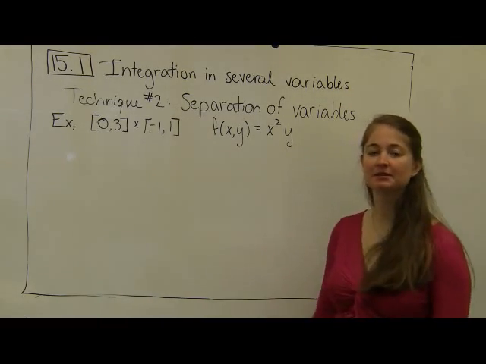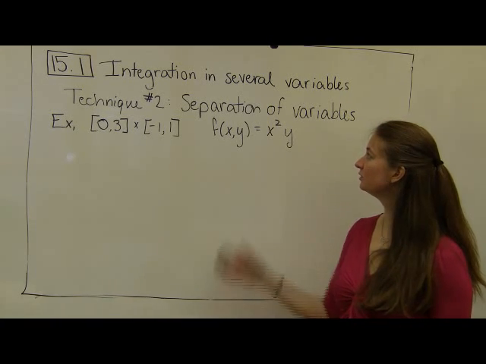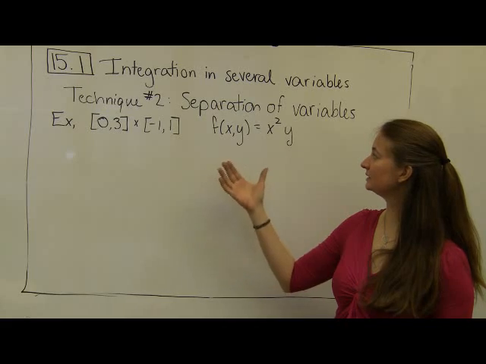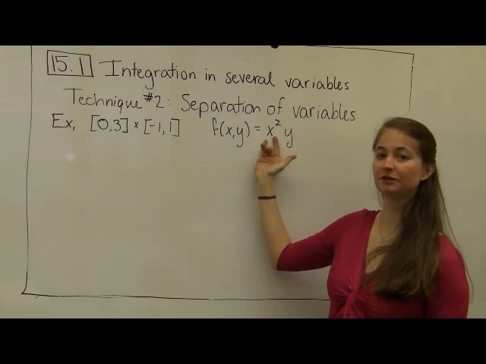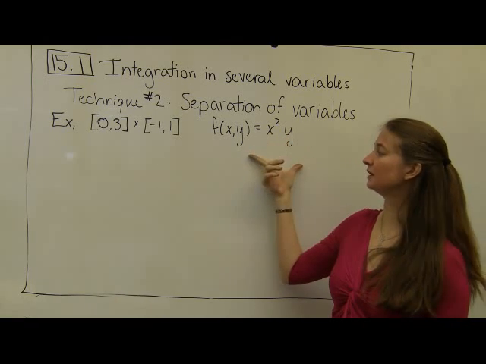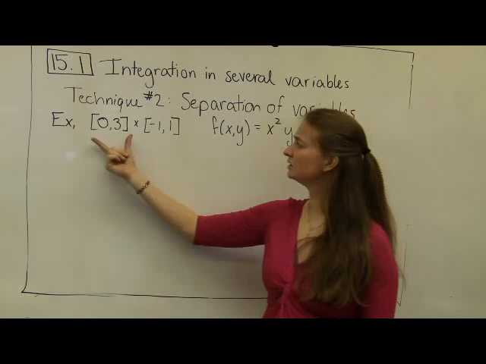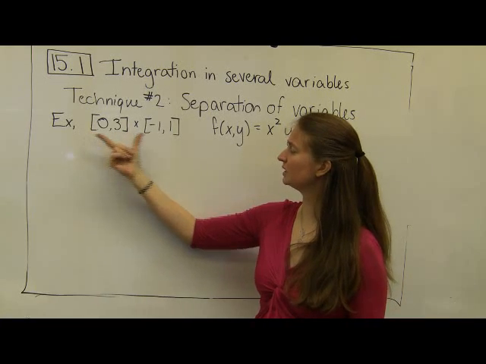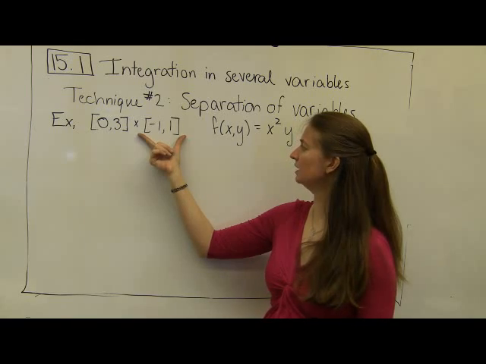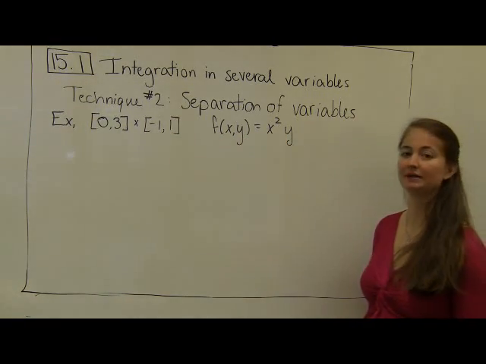So my final example for today is the technique of separation of variables. So for this example, I'm going to highlight the fact that for functions that are products of single variable functions, we're able to split these apart into two separate integrals. And I'll show you what I mean in a second. So let's say that we're integrating over the region where x's go from 0 to 3 and y's go from negative 1 to 1. And let's say that our function is given by x squared times y.